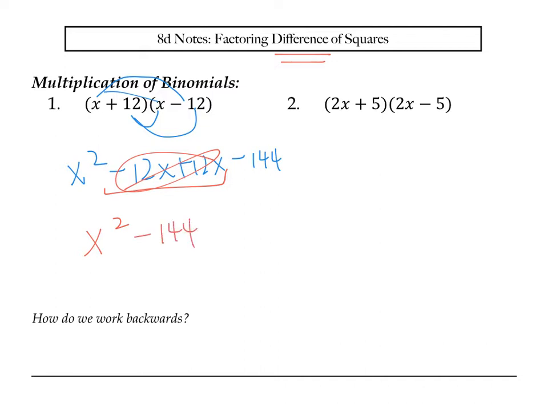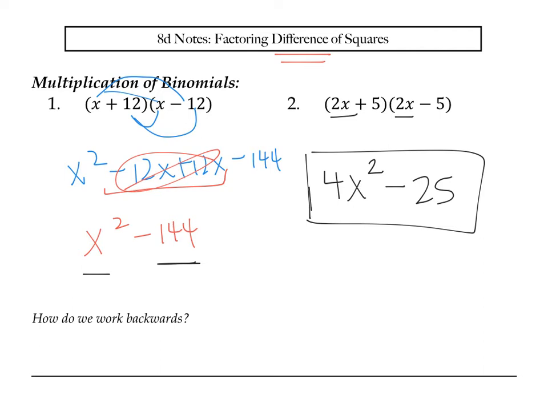That is just a rule of difference of squares. Those middle terms are always going to cancel out. And now we have something squared, and this 144 was our 12 squared, so it's the difference of two different pieces squared. Same thing goes here. I'm going to have 2x times 2x, which is 4x squared. My center pieces are going to cancel out, you know that. So then I have minus my 5 times 5, which is 25. That would be the answer for our second problem as well.